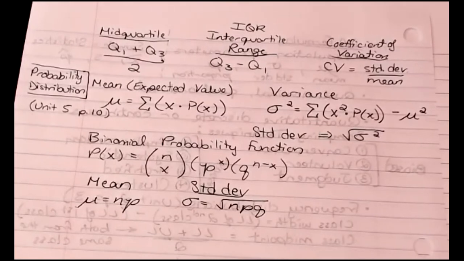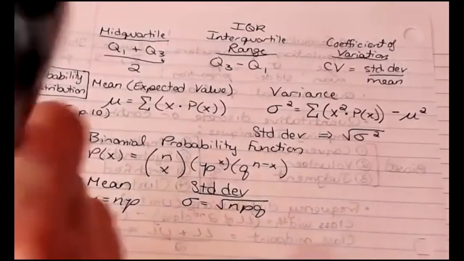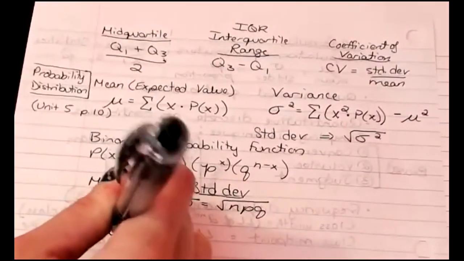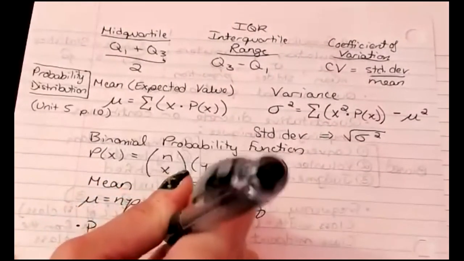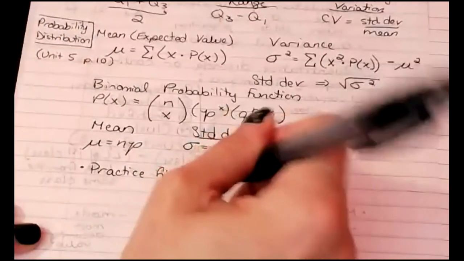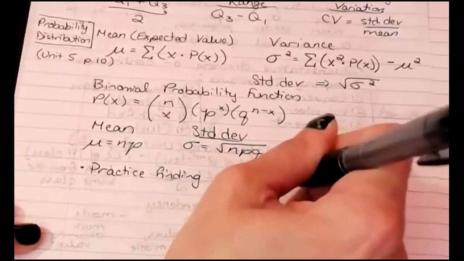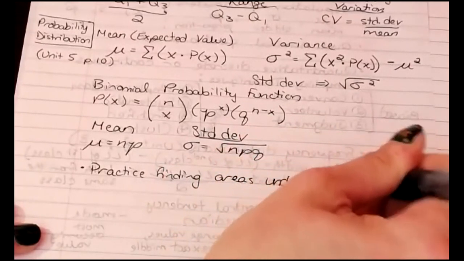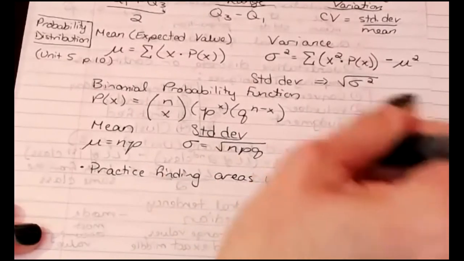For unit 6, here we're discussing normal distributions. So we definitely want to be confident using the z-score table, finding the area to the left, finding the area to the right. I would practice finding areas under the curve. I would practice that for sure.